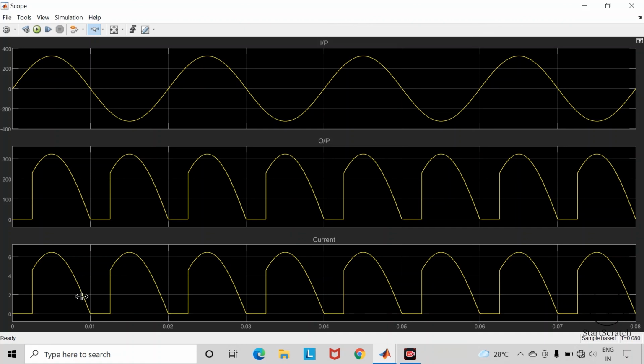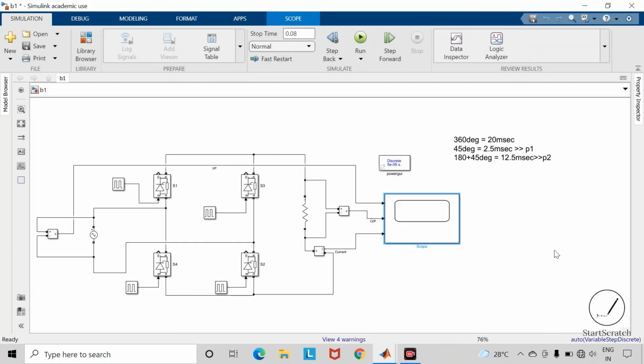Another thing which you can observe here is the current waveform. So as we are using resistive type of load, this current waveform is in phase with this output voltage waveform. So you can check this waveform of output voltage and current for different firing angles. That's all from this video.